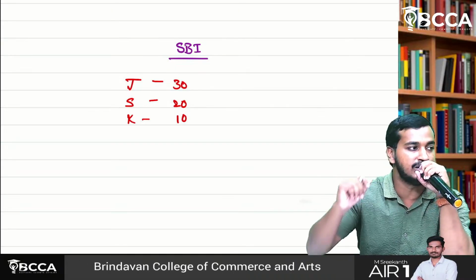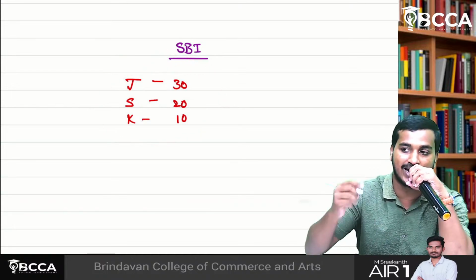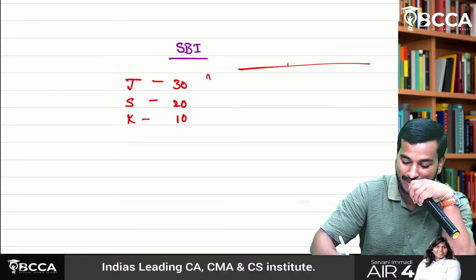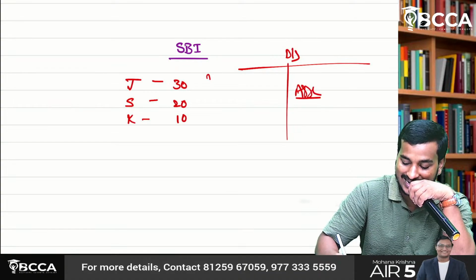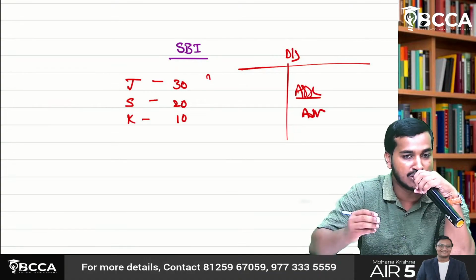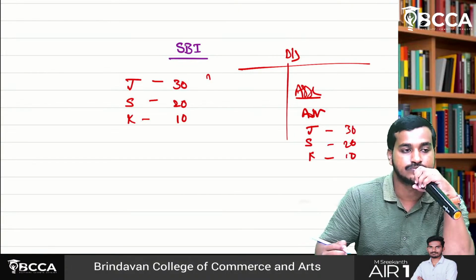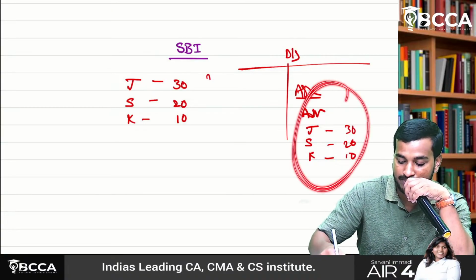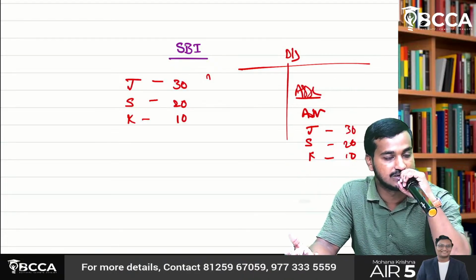Now think from SBI's point of view, is it a liability or an asset from the banker's point of view? Asset only. They will write in the balance sheet of SBI on the asset side as advances. That means loans given to Jyoti, Sweta, Kirti 20, 30, 10. In the banker's point of view, all these 3 people are considered as an asset, or you can call them advances. Both are the same.